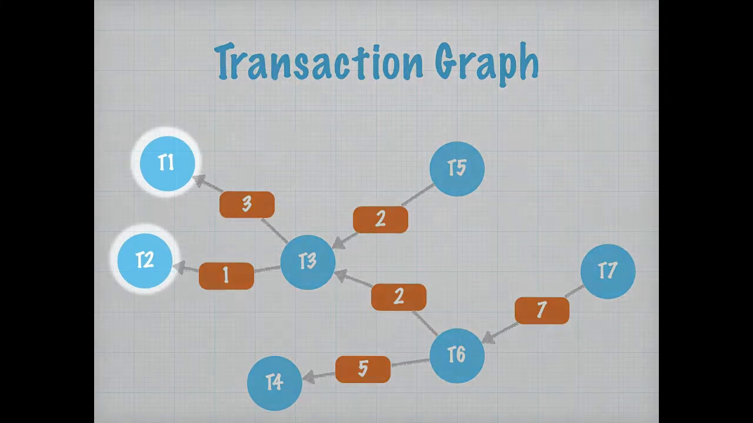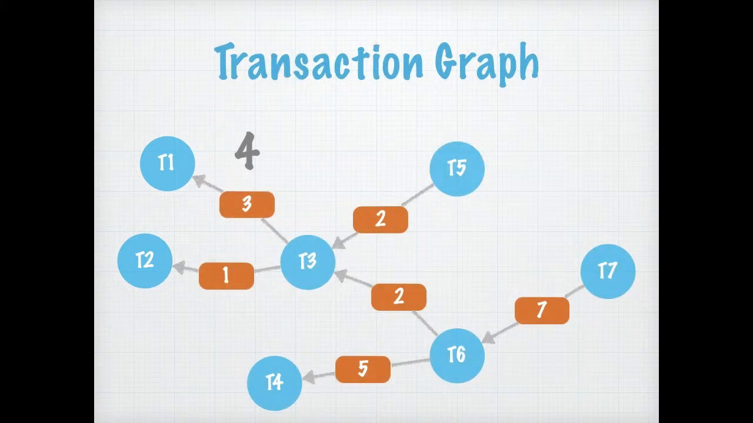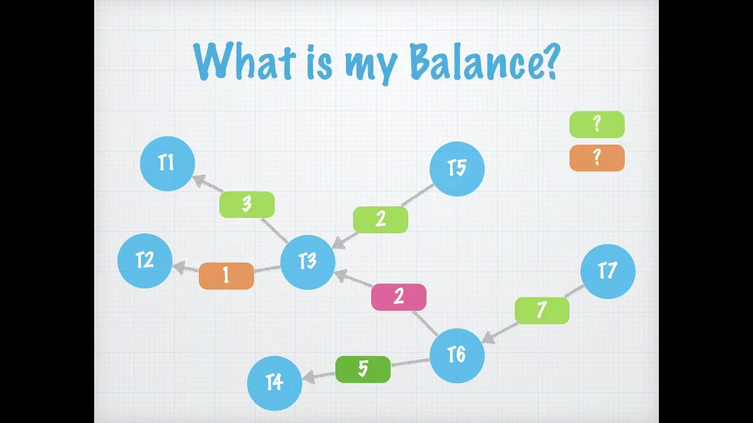So if we look at T1 and T2, we got a total of 4 bitcoins going into T3, which means that a total of 4 bitcoins need to leave as well. And likewise for transactions 4 and 3. So 5 plus 2 bitcoins goes into transaction T6, and then of course 7 has to go out. Let's look at this a little bit more in detail.